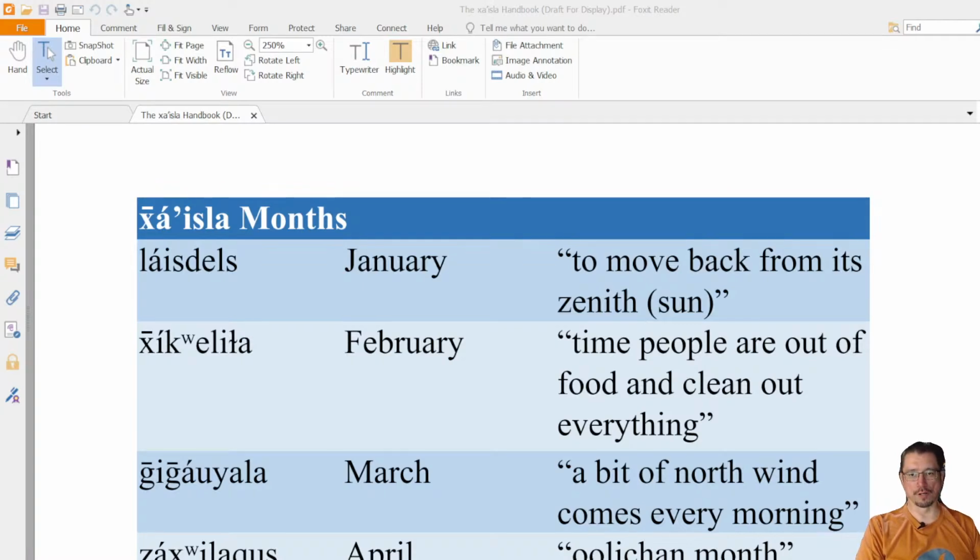This is part 13 of the á'isla handbook, and in this video we're going to be looking at the months in á'isla. So the first month is Lestals. And in English we know this as January. The meaning is to move back from its zenith. So this is talking about the sun.